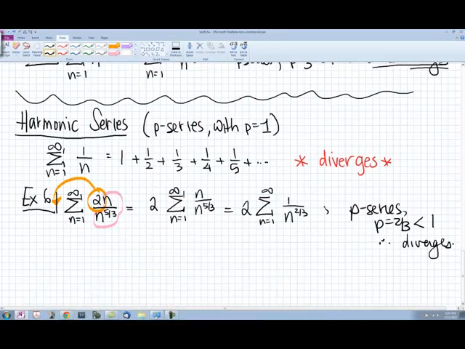Okay, so look for the integral test, the p-series test, nth term test, ratio test, and geometric series for this homework.